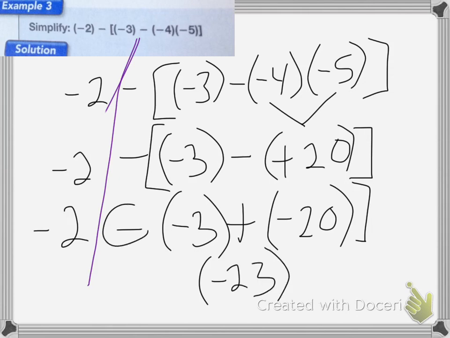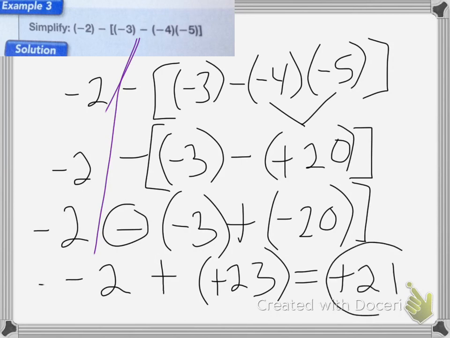But I still have this minus sign out here that I have to worry about, and my negative 2. So I have negative 2 minus a negative 23. Again, I'm going to use algebraic addition: change this minus sign to a positive, and then switch the sign on my 23 and make it a positive as well. So I end up with negative 2 plus a positive 23, which is equal to positive 21.